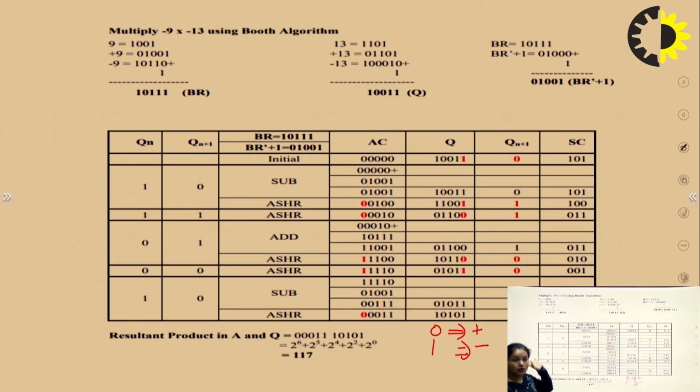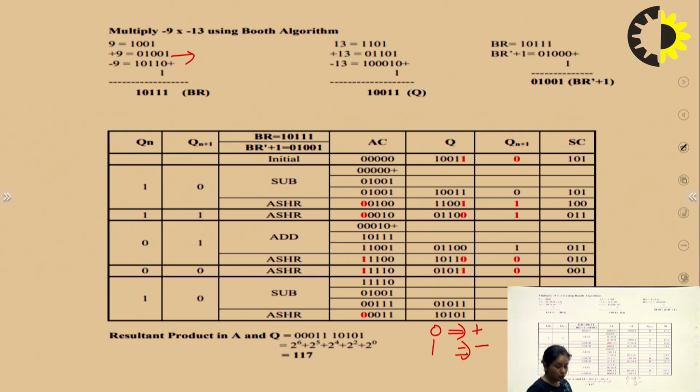We will put 0 for plus 9. But the multiplicand is -9, means I will take the 2's complement of this plus 9, and that we will transfer into our register. So I have taken the 1's complement first, and then I add 1, and that is the 2's complement. When I take the 2's complement of +9, that will be equivalent to -9. Now in binary form, I do have the signed value which is -9. Now I can transfer it into BR.